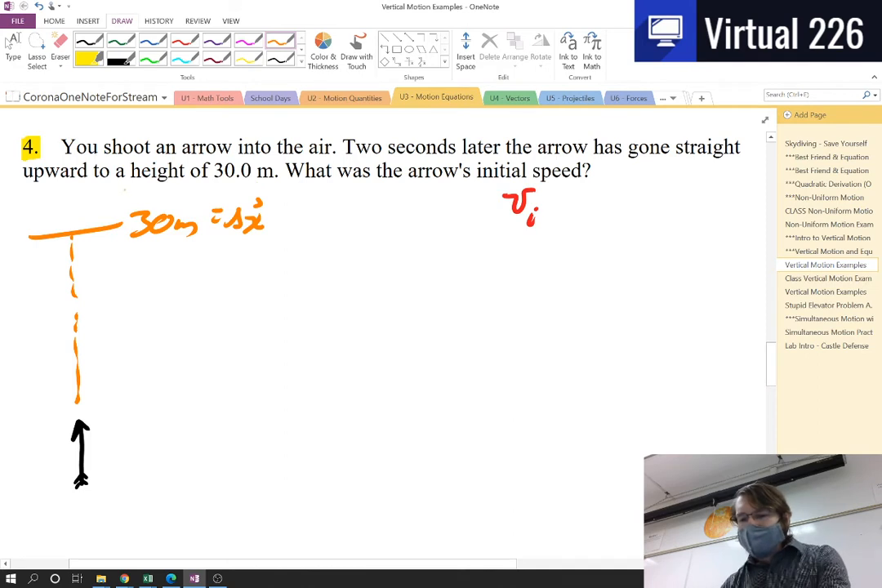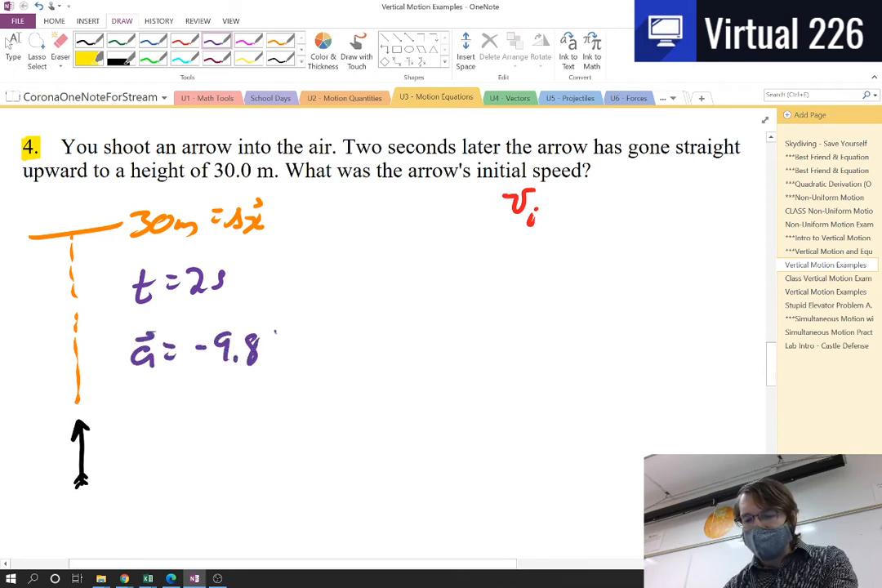Now, what else do we know in this problem? Well, we know 2 seconds have passed, so we know time is 2 seconds. And we know that if we're shooting this arrow straight up, something's pulling it back down, and that's gravity. So we know our acceleration is negative 9.8 meters per second squared, negative because we're going to choose down to be the negative direction. So now we've got 3 things here. We've got a delta x, we've got a time, we've got an a. We're looking for VI. We can solve this out.